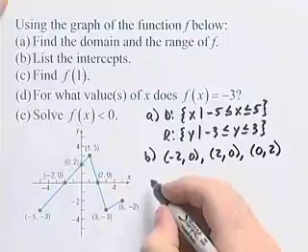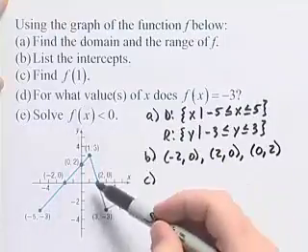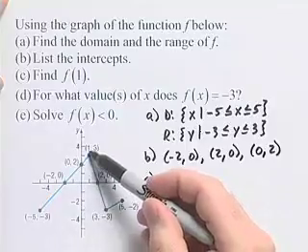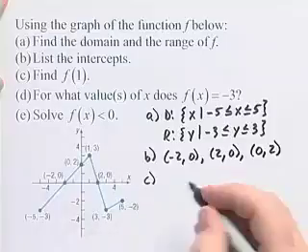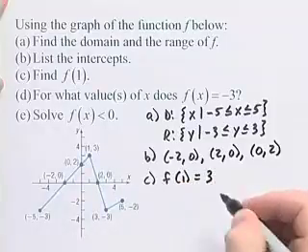For part C, we want to find the value of the function when x is 1. So on our graph, we locate x equal to 1. And we go up to the graph and see that when x is 1, the value of the function is 3. And so we can say that f of 1 equals 3.